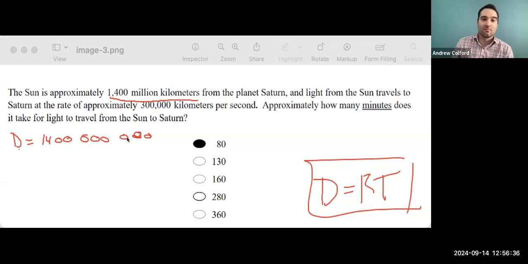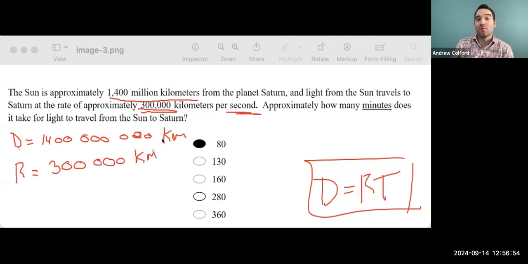123 kilometers. Units are very important here. And the rate is 300,000 kilometers per second. So rate is 300,000 kilometers per second. Okay.